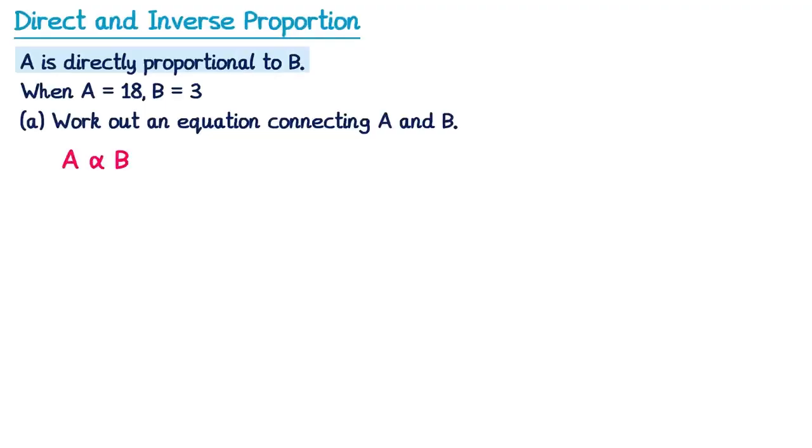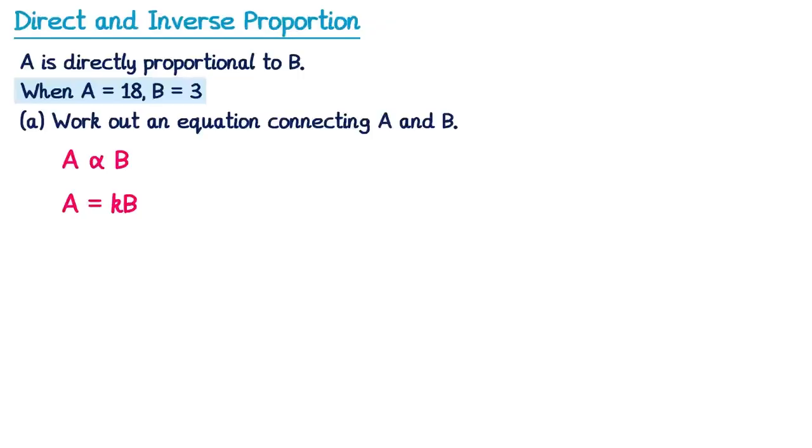Now if A is directly proportional to B, there must be some constant number that we multiply B by to get A. And we're going to call that number k. So we say that A is equal to k multiplied by B. Our goal in this question is to try and work out the value of k. The next thing to do is substitute in the values given in the question. We know that when A is 18, B is 3.